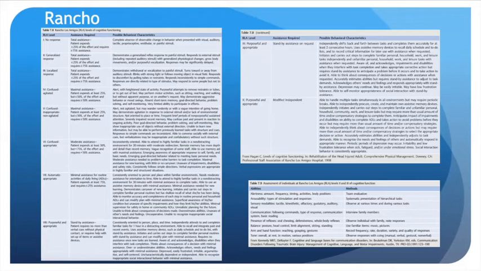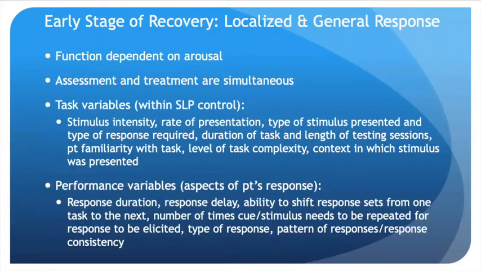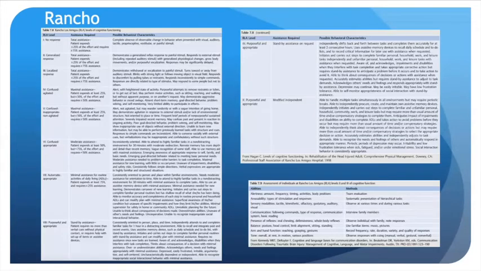So here are the details of the Rancho. This is in your book here, so you can see the various scale numbers, the assistance amounts required, so kind of the definitional aspect of how much assistance is required for the person to fall into this particular category here, and then some possible behavioral characteristics that might correspond to this particular level of function. So early stage of recovery, localized and generalized response. So we're looking at stages 2 and 3.